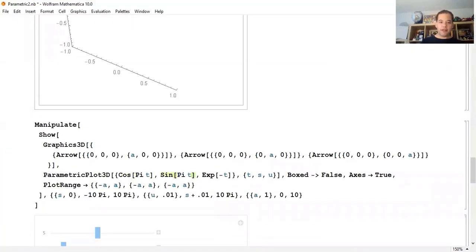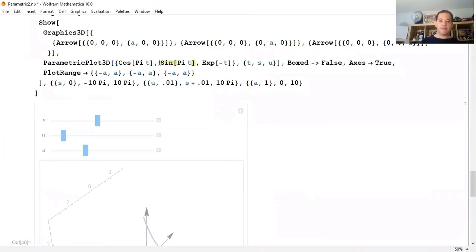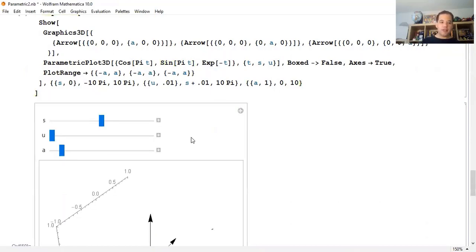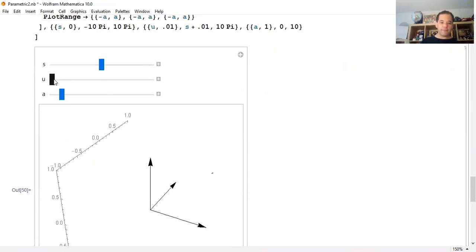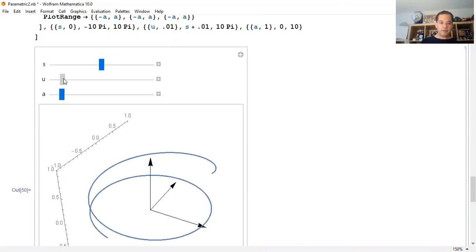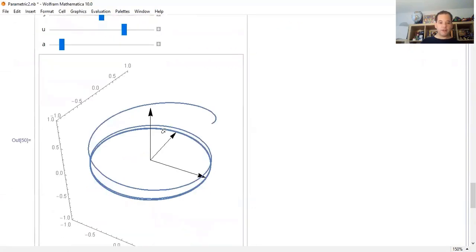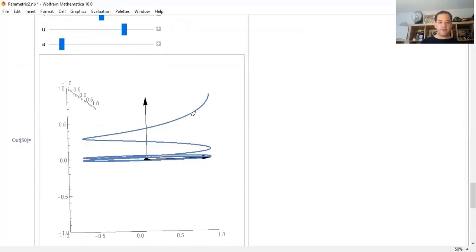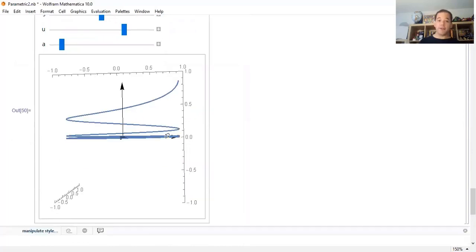So this is what I have: cosine pi t, sine pi t, and e to the negative t. In mathematics, you need to put exp for the exponential function. And this is what it looks like. So it winds around, and winds, and winds, and it's still winding, but it's sort of reaching a limit, right, if you think about it.